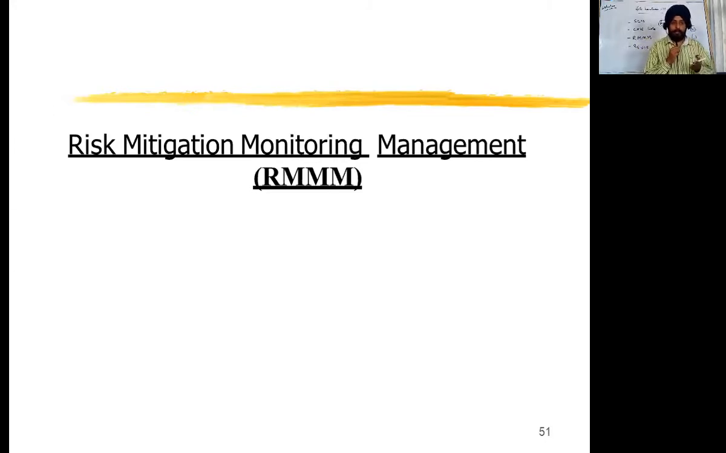So in this slide presentation on this topic, I will only tell you about mitigation, monitoring, and management. How to mitigate the risk means how to avoid the risk. We should not allow the risk to come in the first place, that is the avoidance. But if it creeps in, then we have to monitor it, and we also have to manage that particular risk that has entered our system.